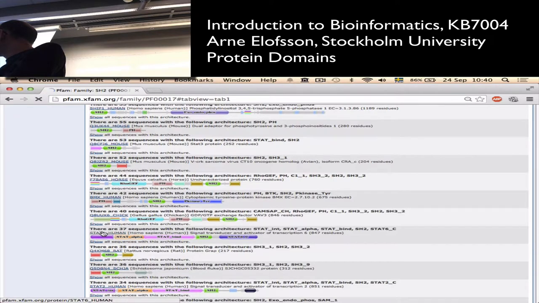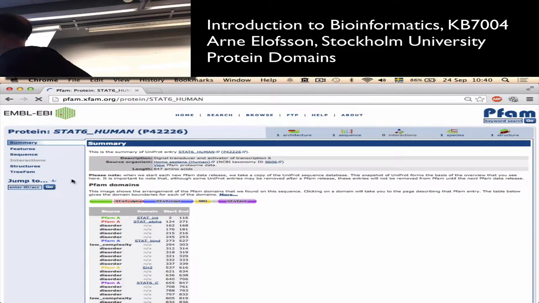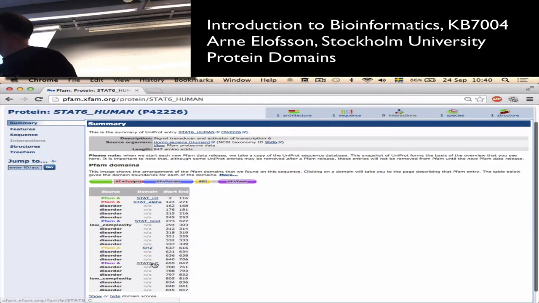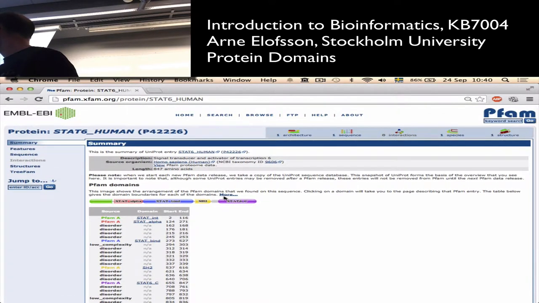So if you look at one protein here, for instance, you see that this has these domains. The PFAM start domain, that alpha domain, starting at 216. Something that you think is a low complexity disordered region, and the binding domain here, that's three domains. And then the SH2 domain, and then further domains.